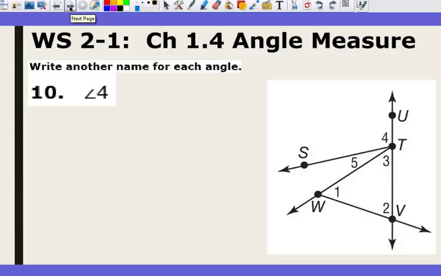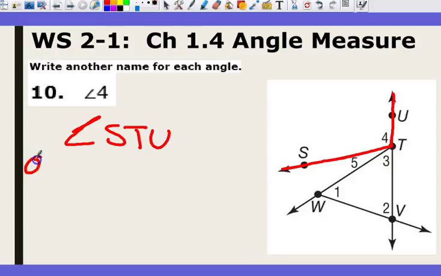What's another name for this angle? Angle number 4. Right here. Angle S to T to U. You could have also said angle UTS. Both of those work. Ready to move on?